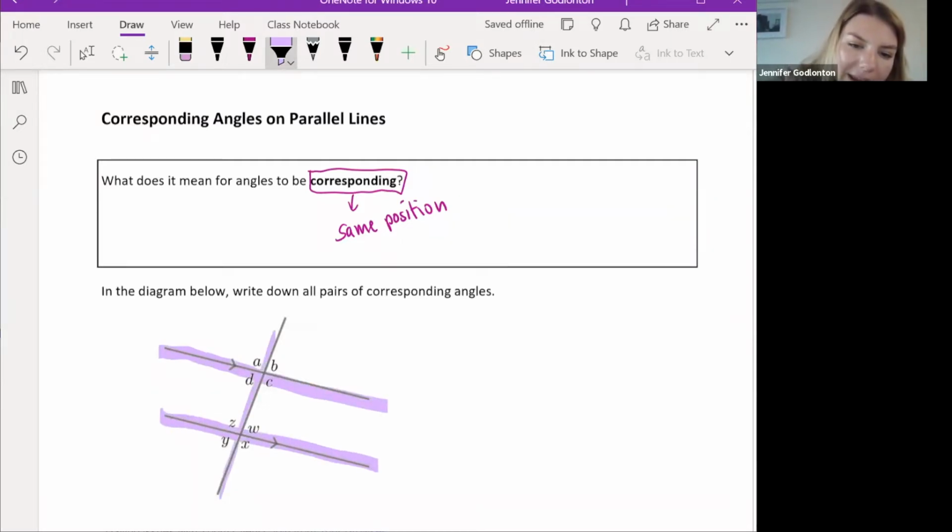Okay, then we've got a line that goes through the middle. And C is underneath our parallel line, and X is underneath our parallel line. And it means that those two are corresponding to each other. So they are in the same position as each other. Okay, they're in the same place. And when we deal with corresponding angles, we use the letter F.